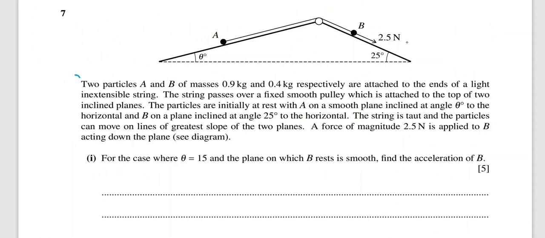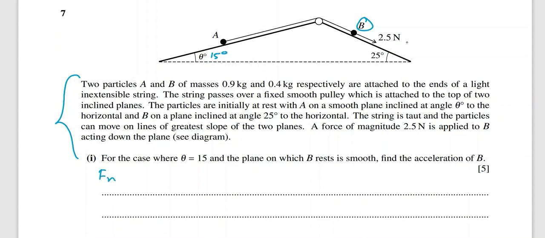In question 7, they were given a weight and pulley system. Please read this whole part and then we'll proceed. Okay, in first part, they're saying that theta is 15 degrees. So, what is the acceleration of B? Because they are connected, it is actually the acceleration of the whole system. So let's see what are the forces which are working on it.